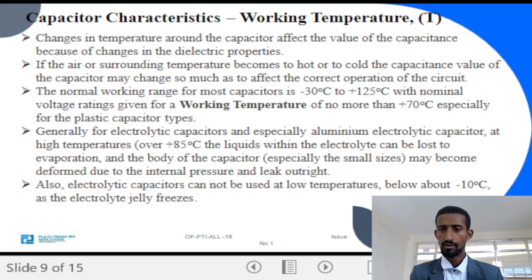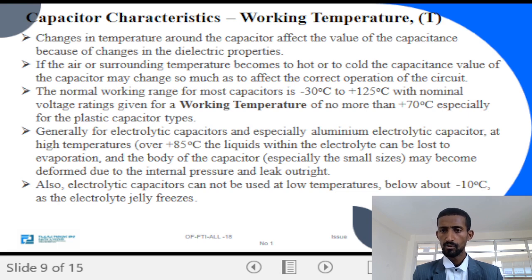The other characteristic is working temperature. Changes in temperature around the capacitor affect the value of the capacitance because of change in the dielectric properties. The properties of the dielectric material will change with a change in temperature. If the surrounding temperature becomes too hot or too cold, the capacitance value of the capacitor may change so much as to affect the correct operation of the circuit.